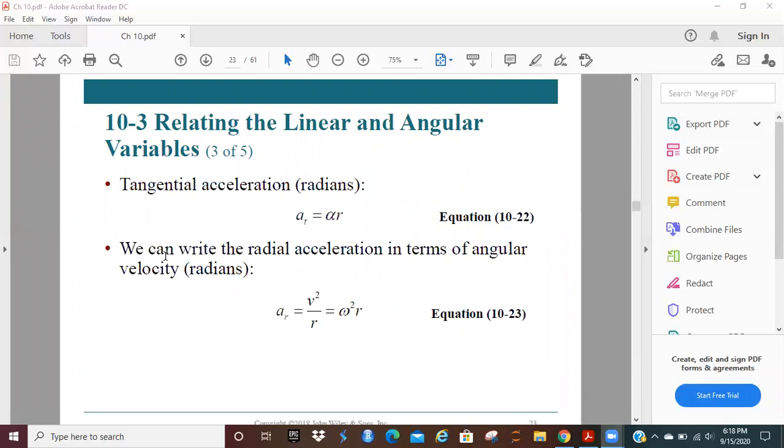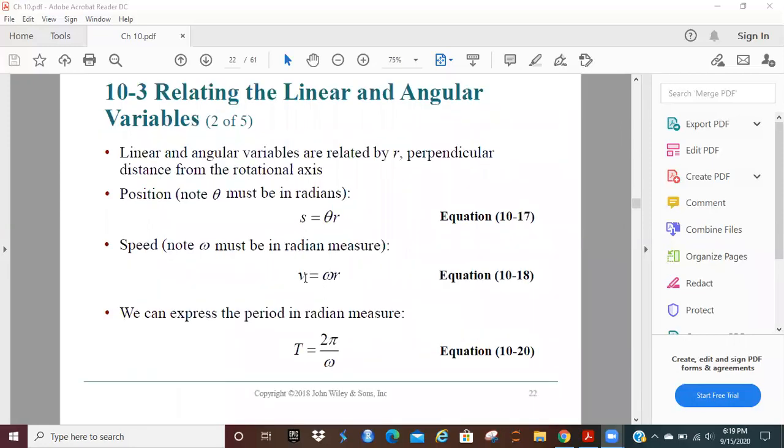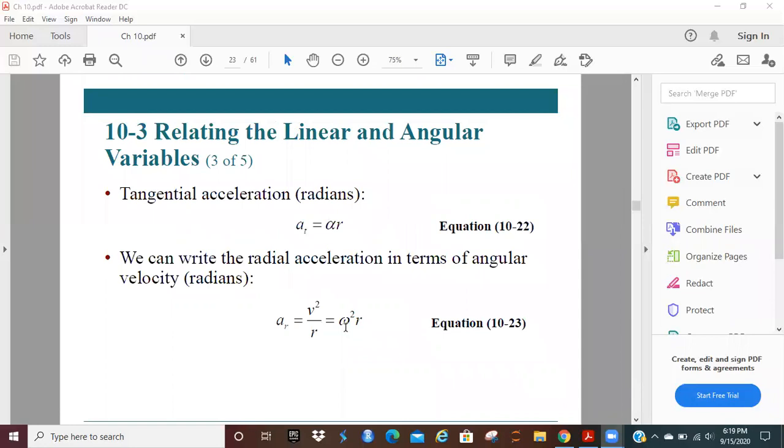Tangential acceleration is going to be your angular acceleration times the radius. And you can write the radial acceleration in terms of angular velocity, where you've got v squared over r. And if you make the substitutions here for v, which come from right here, then you can see where you have omega squared times r.